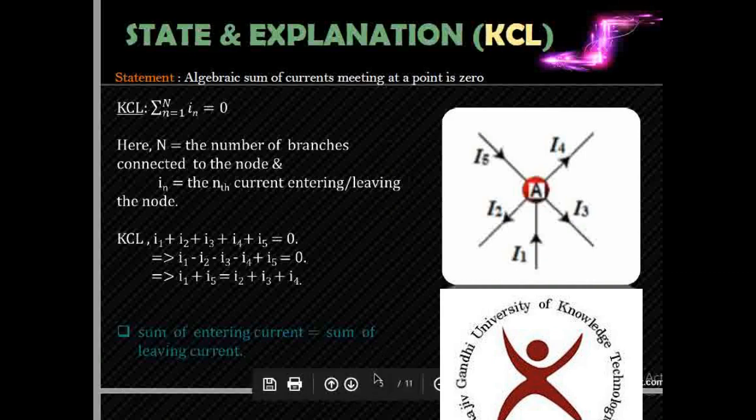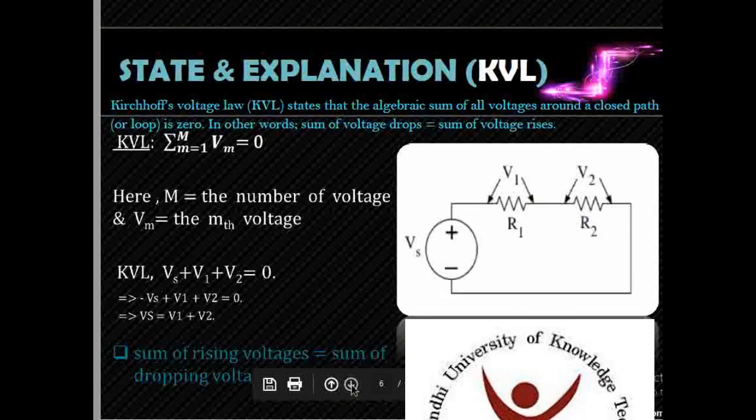Now let us try to understand KVL. KVL is nothing but Kirchhoff's voltage law. The statement of Kirchhoff's voltage law states that the algebraic sum of all voltages around a closed path is 0. In other words, the sum of voltage drops equals the sum of voltage rises. In the previous one, KCL, we have seen that the algebraic sum of currents meeting at a point is 0. Now what is KVL? The algebraic sum of voltages here.